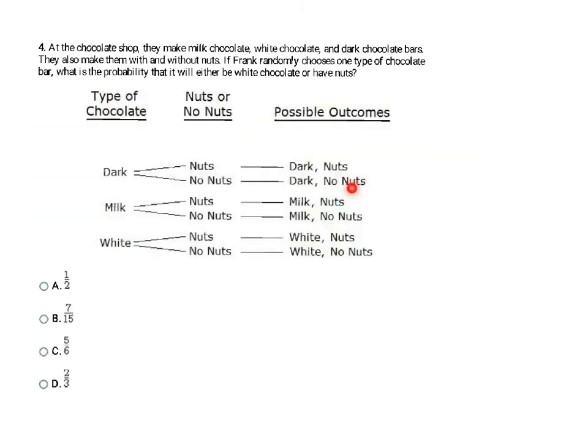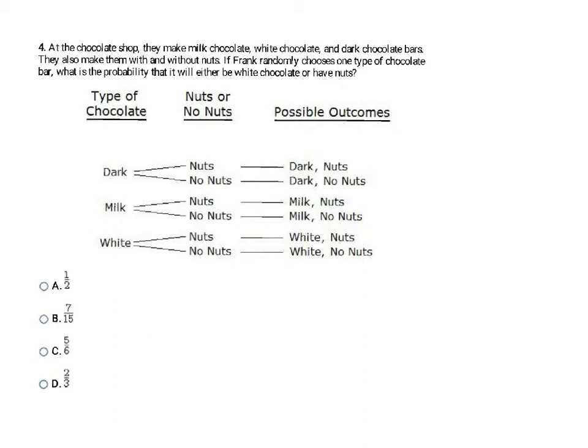This next problem, they give us a diagram to help us see all the possible outcomes. And it says, at the chocolate stop, they make milk chocolate, white chocolate, and dark chocolate bars. They also make them with or without nuts. If Frank randomly chooses one type of chocolate bar, what is the probability he will get either white chocolate or have nuts? So here are the 6 possible outcomes or types of candy bars.